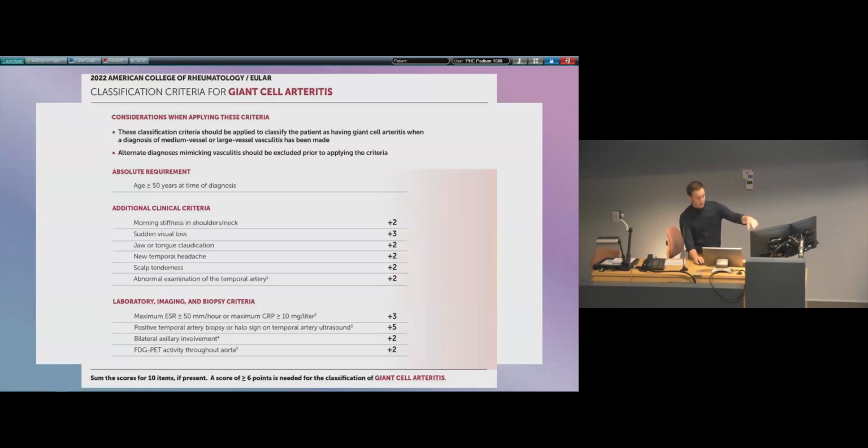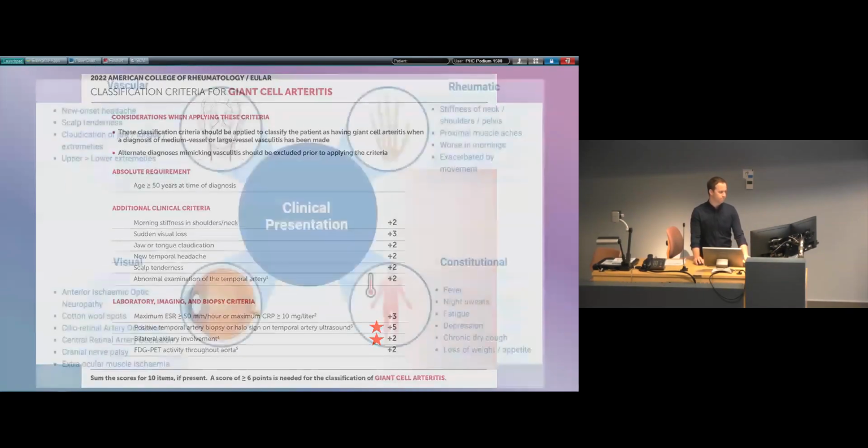And you'll see that there's been the addition of morning stiffness in the shoulder and neck. There's been certainly the ongoing temporal changes. But I'd just highlight that on this criteria, it's ultrasound that actually carries the highest diagnostic yield. It is equivalent with a positive temporal artery biopsy. And it's also able to screen for bilateral axillary involvement. So just kind of highlighting the trend in GCA diagnosis, really highlighting the importance of ultrasound.